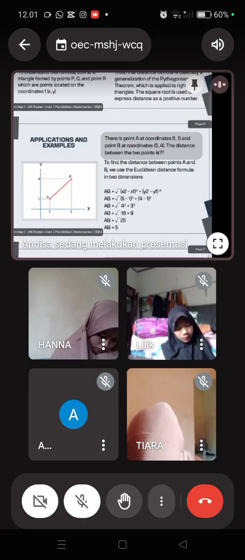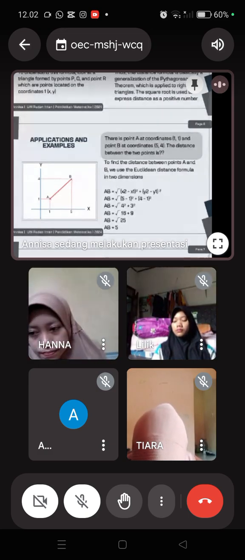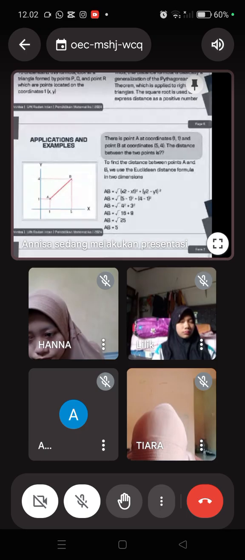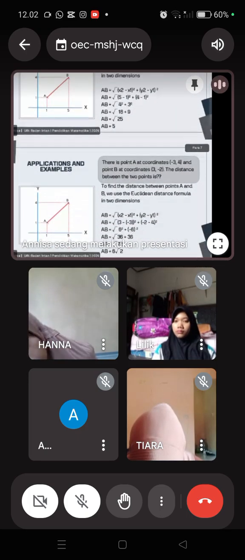AB equals the square root of 4 squared plus 3 squared. AB equals the square root of 16 plus 9. AB equals the square root of 25. AB is 5.